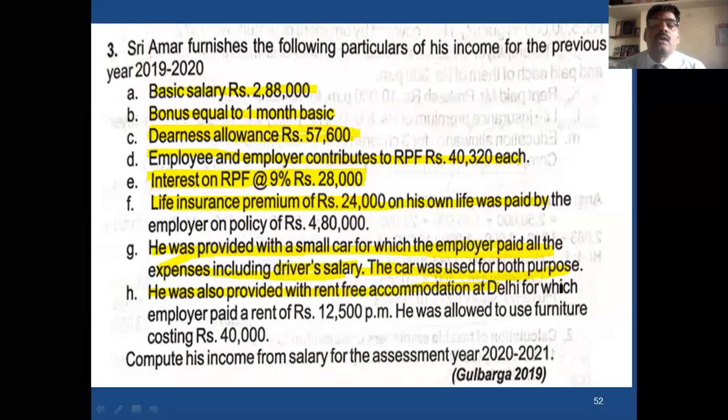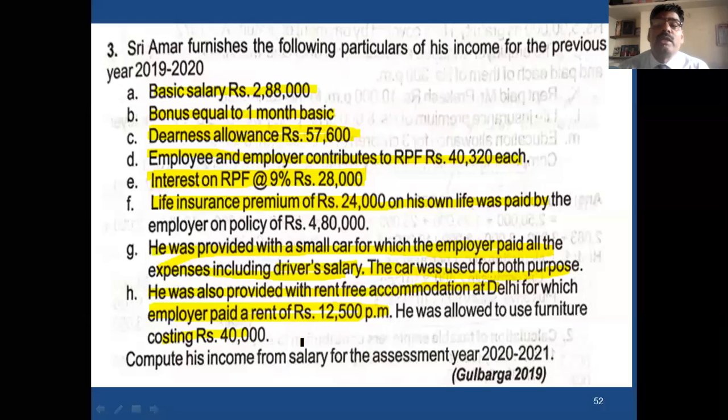Delhi population is more than 25 lakh. Therefore, you have to consider it more than 25 lakh. Then the employer paid rent of rupees 12,500 per month to that building. And he was allowed to use furniture worth rupees 40,000. Clear? 40,000 is the furniture cost.